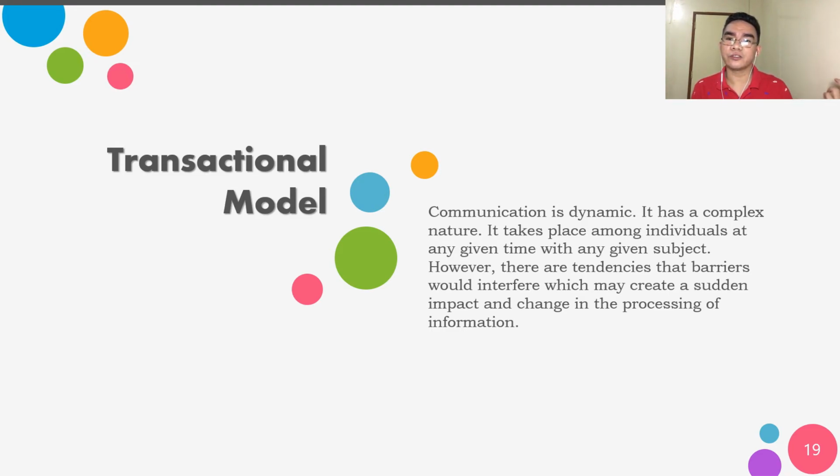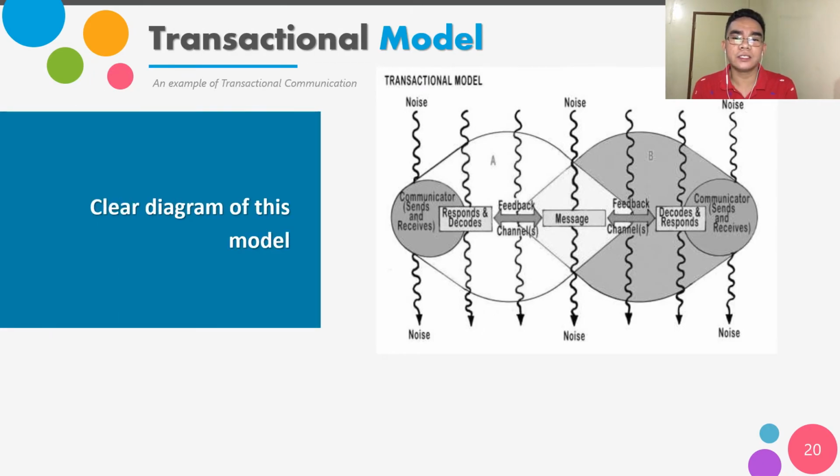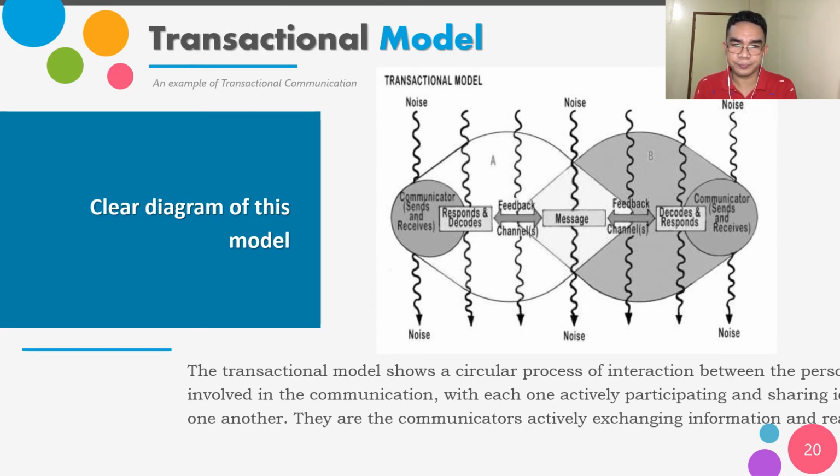So that is transactional model. And the way you talk to your committee members has been affected because there is a shuffling of ideas or a randomizing of ideas, both for the election and for the upcoming program. Okay, so here's a clear diagram of the transactional model.